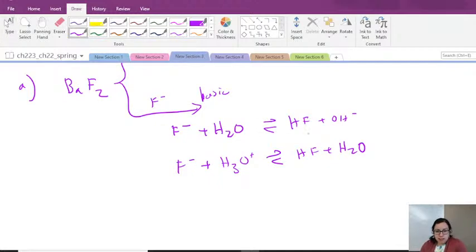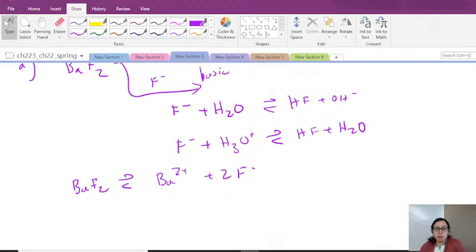But you said it makes HF in solution. And so now looking at this, let's think about our dissociation reaction. We're making barium plus 2 equivalents of fluoride. But then we said it can go on to react in probably this manner, which is the one we want to look at because we're comparing acidic versus neutral solutions. And so what do you think, how will this affect the solubility if the solution is more acidic?